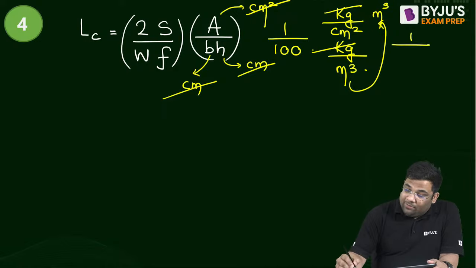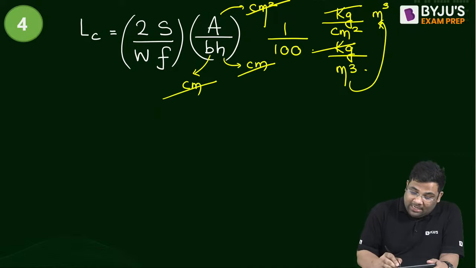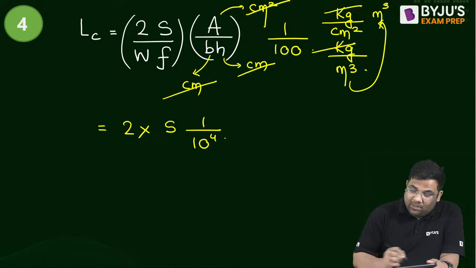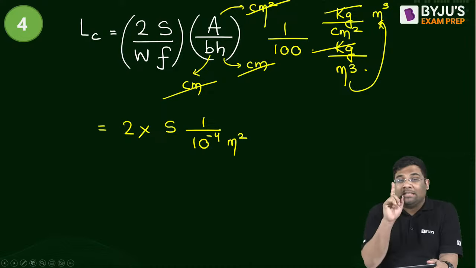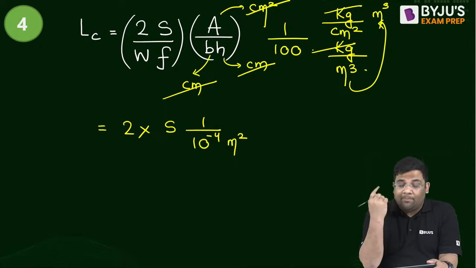So what will happen? I will divide; centimeter square is 10 to the power 4, right? It is in the numerator, by the way. So I can write down here 2 into S, 1 by 10 to the power 4, and this is meter square. 10 to the power minus 4, sorry, meter square, right? Because 1 centimeter square is 10 to the power minus 4.